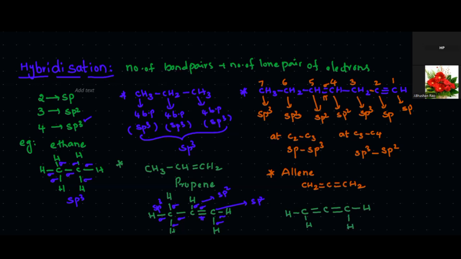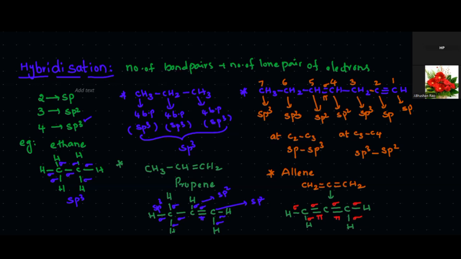In this allene molecule, first identify the number of bond pairs, that means sigma bonds only. So identify the sigma bonds here: 1, 2, and here 3. This is the pi bond, and again here also this one is a pi bond. It is sigma, sigma, sigma bond. So these are the sigma and pi bonds.